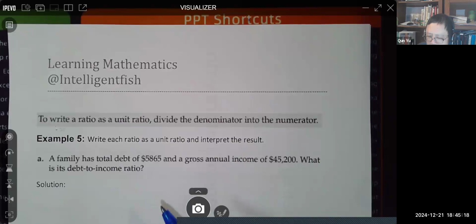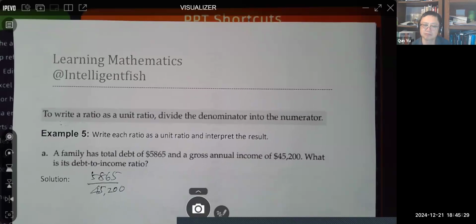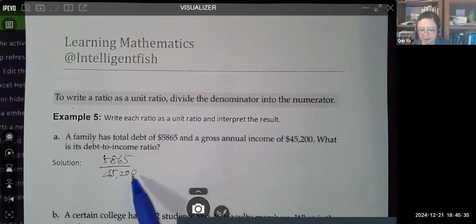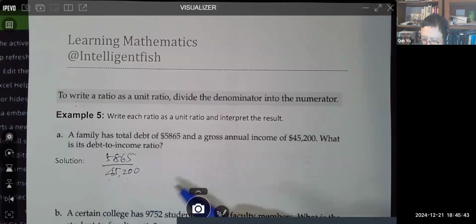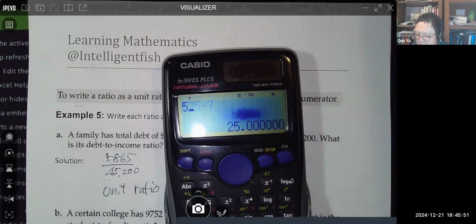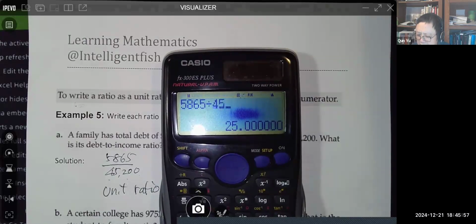It's a pretty similar problem, just 2 different numbers. So we get debt 5,865. We get income 45,200, and that's it. For every 45,200 dollars of income, this family owes this amount of debt. So how about a unit ratio, right? To get a unit ratio, all we need is to do this division. 5,865 divided by 45,200.